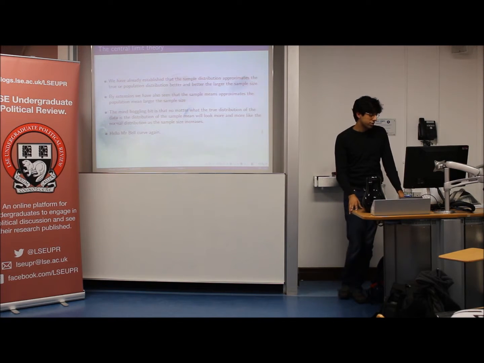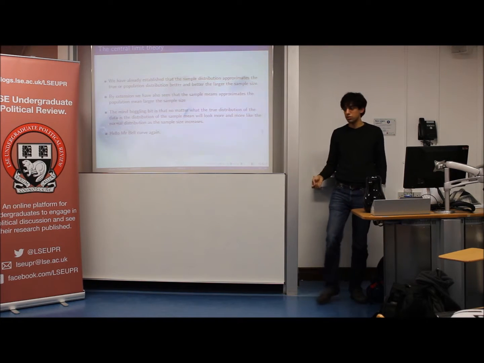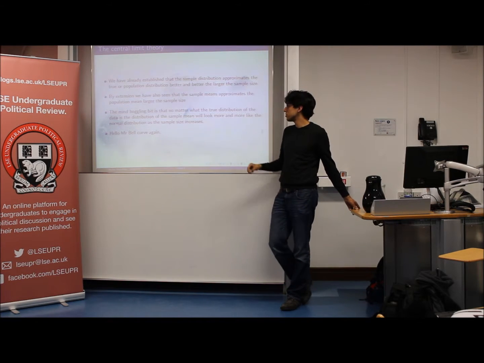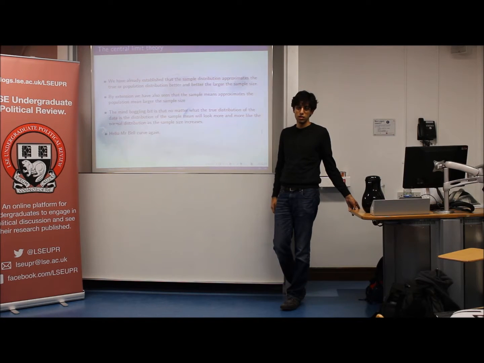Now the conclusion the central limit theorem reaches is a very powerful one, which is that no matter what the true underlying distribution of the population is, the sample mean distribution will always be a normal distribution, given your sample size is big enough.